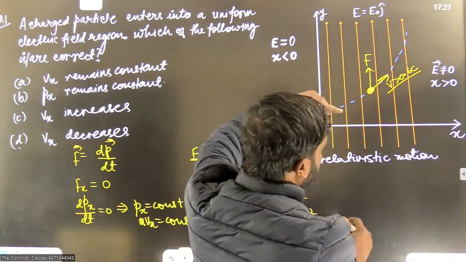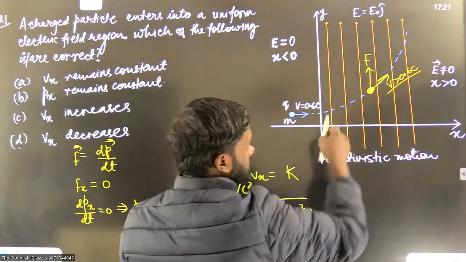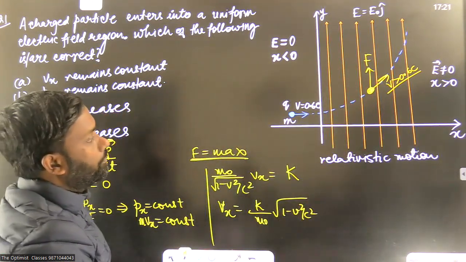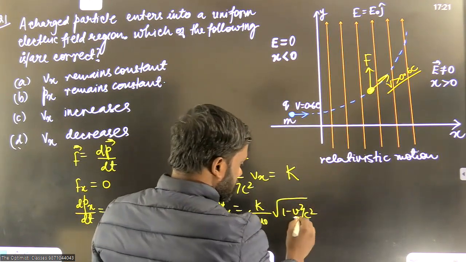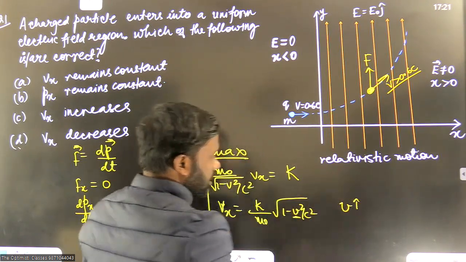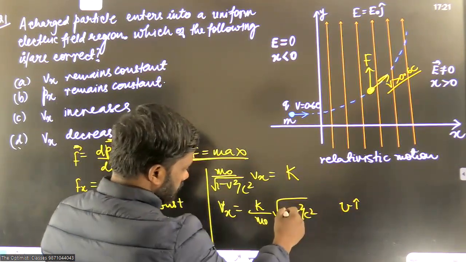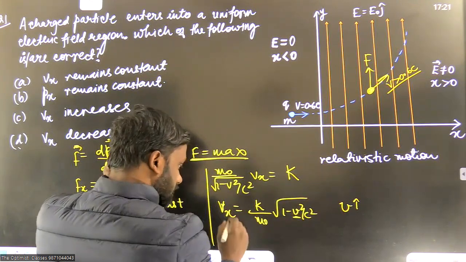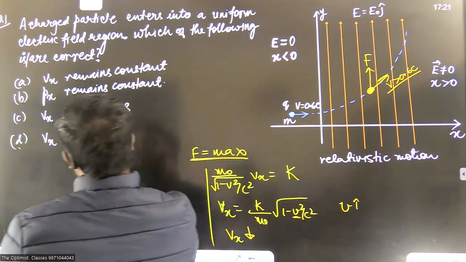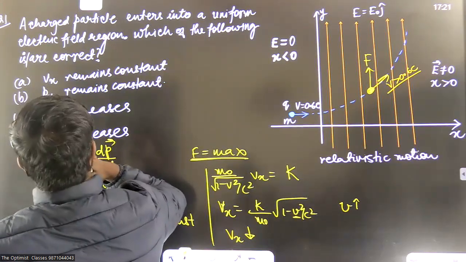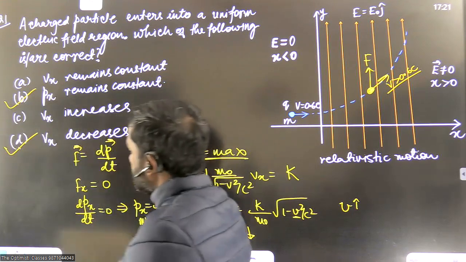Because of the presence of the electric field, the charged particle will definitely accelerate. Its velocity in the y direction is increasing, so its net velocity is increasing. So v is increasing here. If v increases, then this term decreases, and if this term decreases, then vx decreases. So the answer is vx will decrease. Therefore, the correct options are: vx decreases and px remains constant. So these two are the correct answers.